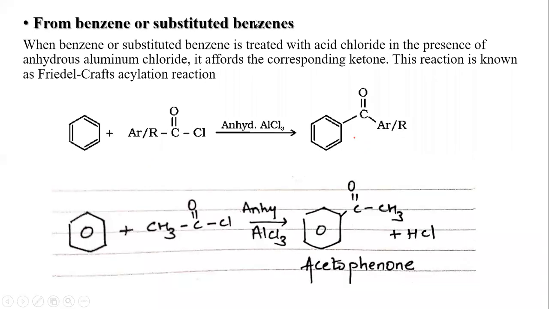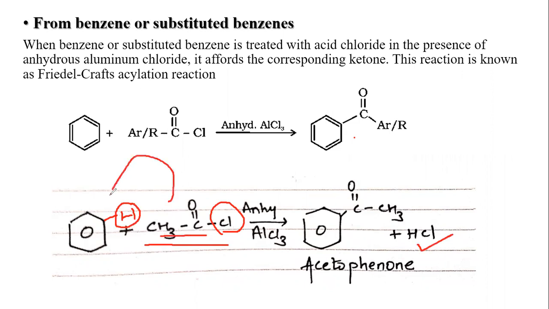That is, in order to obtain acetophenone from benzene, we react it with acyl chloride. One of the hydrogens of the benzene ring combines with the chlorine to form hydrogen chloride as a byproduct, and the remaining part will get added to the place of hydrogen to give acetophenone, that is ketone.